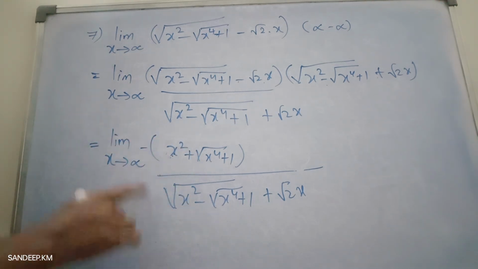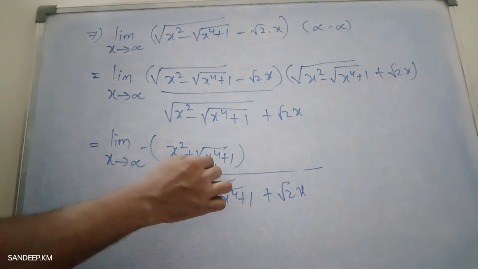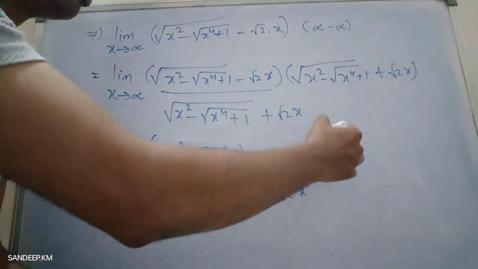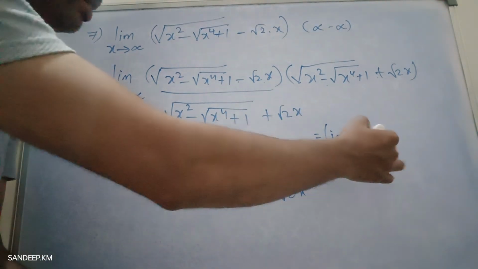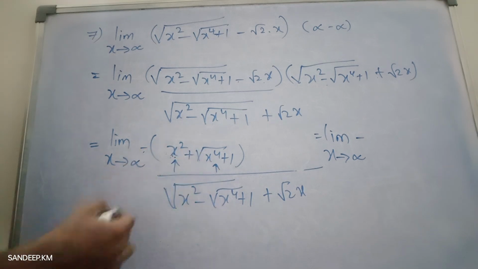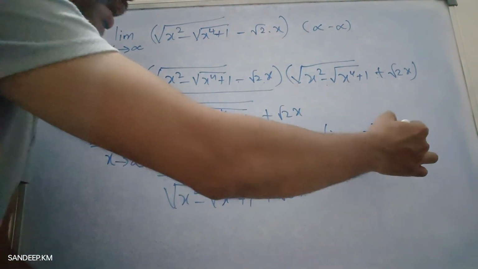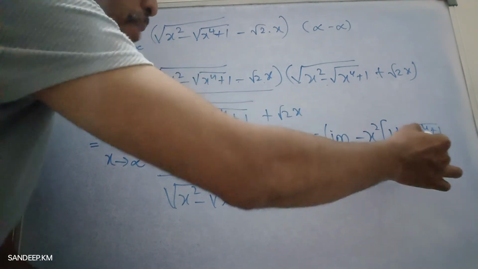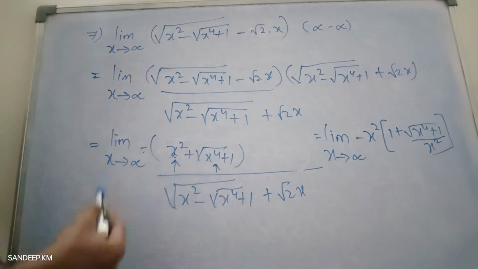What I am going to do in this particular question, listen carefully. In these two terms, I'll take x square common. Observe. Limit x approaches infinity. Already minus is there outside. Here and here I'll take x square common. Fine. Then you'll get 1 here plus square root of x power 4 plus 1 by x square. Correct? I just took x square common in these two terms.